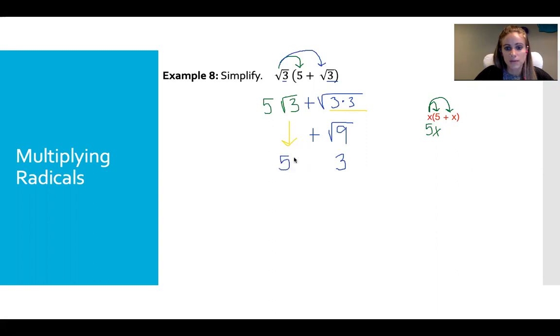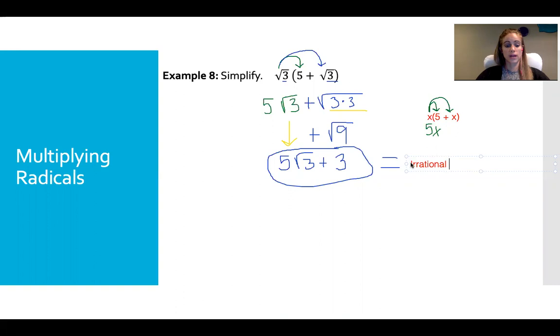So 5 times the square root of 3 plus 3. All right, are we done, or can we simplify this further? Yep, we're done because we don't have any like terms that we can add. The square root of 3 is already simplified. So this is our final answer. Now, our answer as a whole is considered an irrational number.